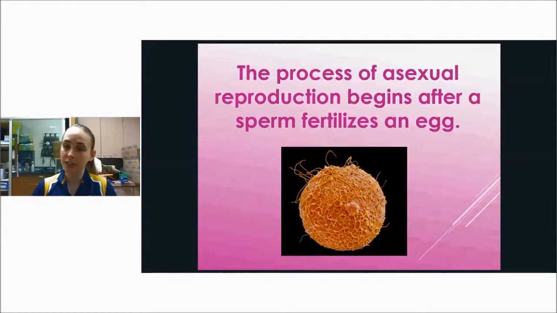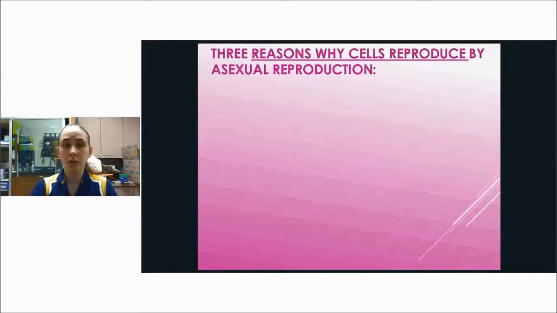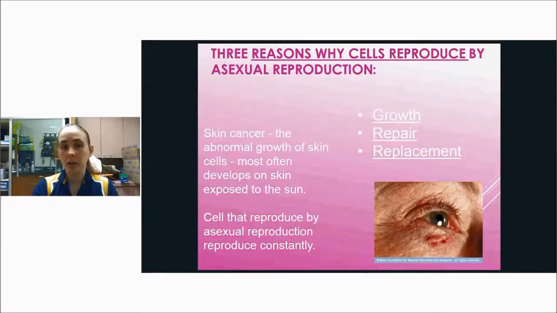That actual fertilization process of the sperm and the egg uniting, that is sexual reproduction. But after that, when that single cell that we all begin from divides, that is where mitosis begins, that first division. And we all start as one cell. And then through mitosis, we become everything that we are right now. So it's pretty amazing. So 3 reasons that cells reproduce by asexual reproduction are growth, repair, and replacement.